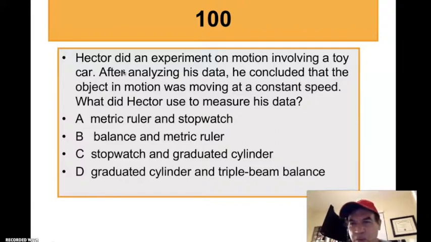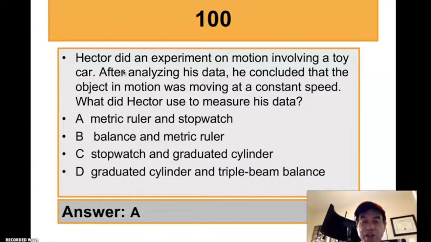Hector did an experiment on motion involving a toy car. After analyzing his data, he concluded that the object in motion was moving at a constant speed. What did Hector use to measure his data? A metric ruler and a stopwatch, a balance and metric ruler, a stopwatch and graduated cylinder, or a graduated cylinder and a triple beam balance. A is your answer. It's a metric ruler and a stopwatch, because you're looking at time, which is measured with the stopwatch, and distance, which is measured with the ruler.